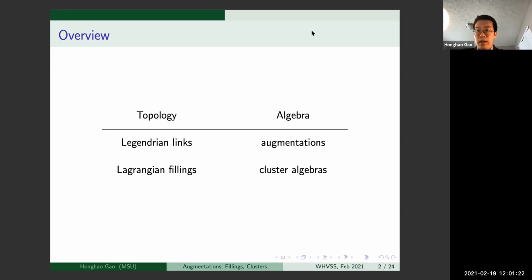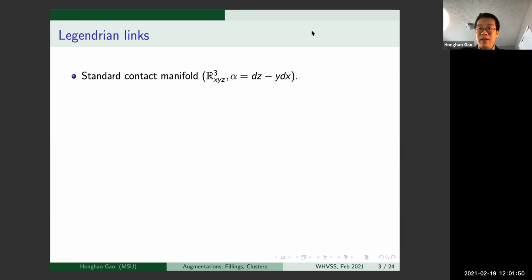For Lagrangian links, we're going to look at these augmentations, which are Floer theoretical invariants, which I'm going to introduce later. And for the Lagrangian fillings, we're going to look at something called cluster algebras, which also define an invariant for these fillings, which is one of the main results I'm going to present today. So let me begin from the very beginning.